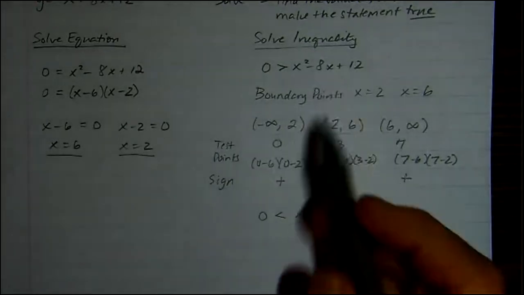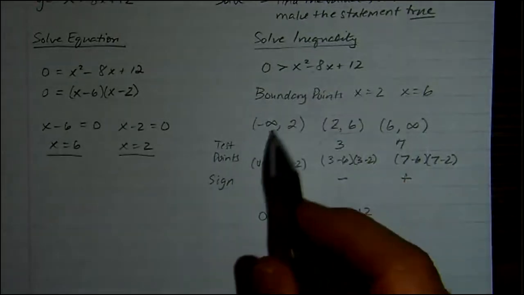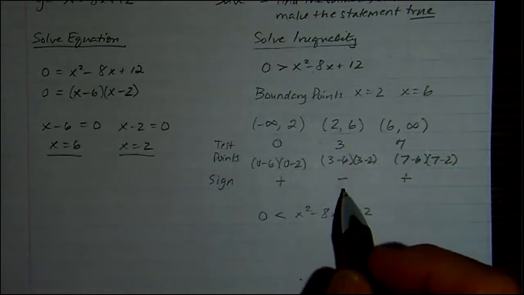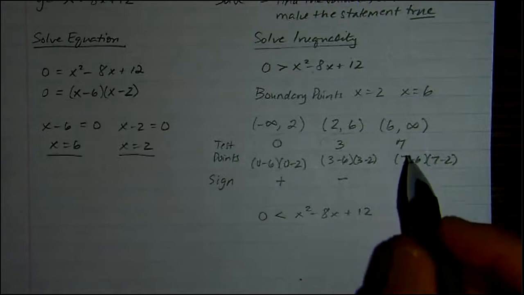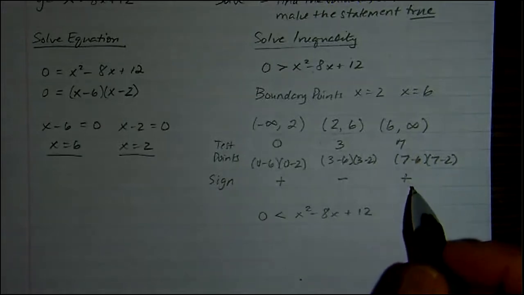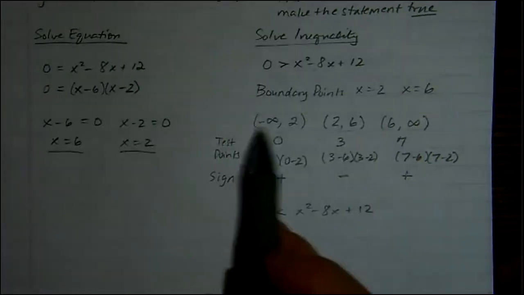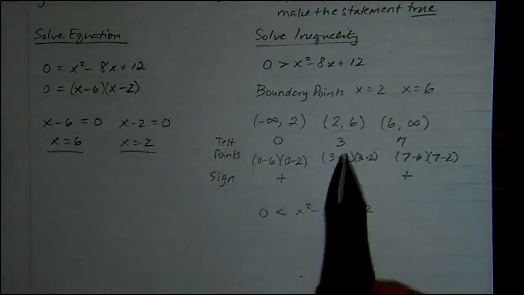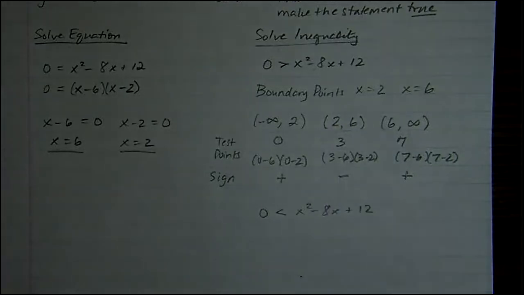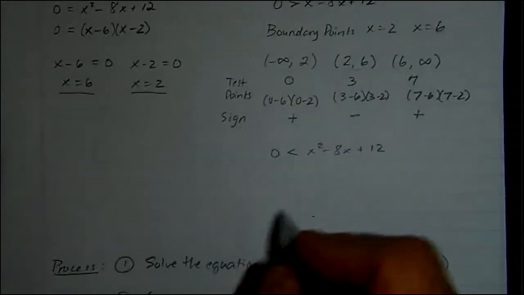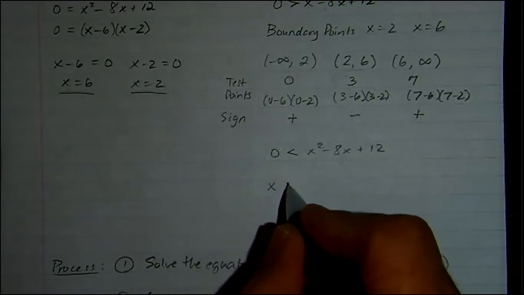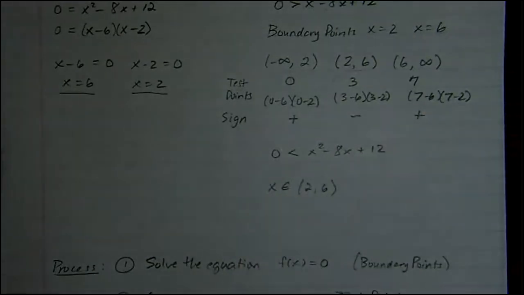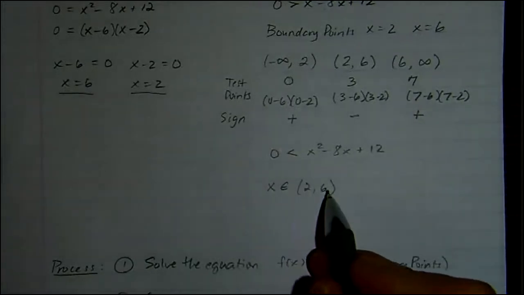Because of the nature of polynomial functions, any number I pick in this interval is going to give me a positive value for the function. Any number I pick in here is going to give me a negative number for the function. And any number I pick in this interval is going to give me a positive value. So of all 3 intervals, the only one where the function value is negative is between 2 and 6. So what that tells me is my solution is x is in the interval from 2 to 6. Remember how we do intervals: smallest number to biggest number.